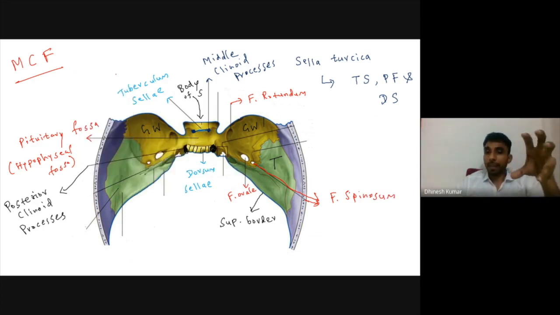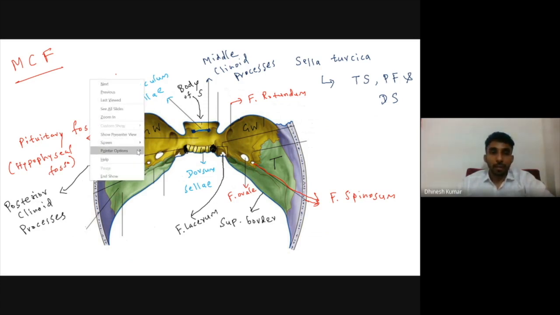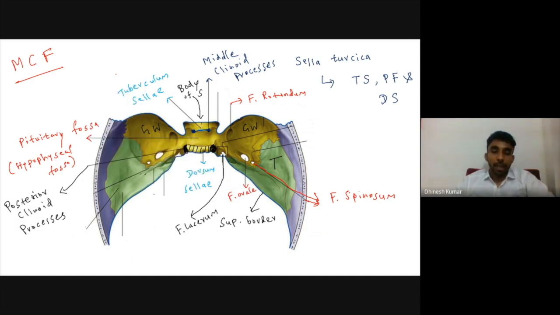All these are present within the greater wing of the sphenoid, isn't it? And do you see one opening here, which is present at the junction of the body and greater wing of the sphenoid? This opening is called the foramen lacerum. Foramen lacerum. Fine. Now coming to some other important features.